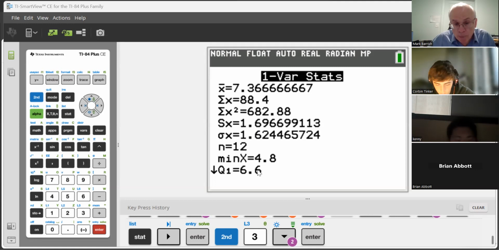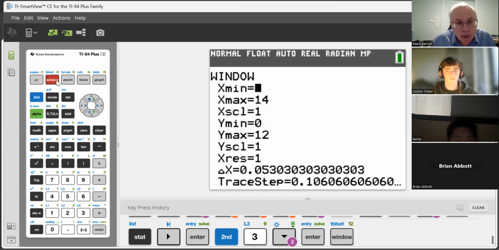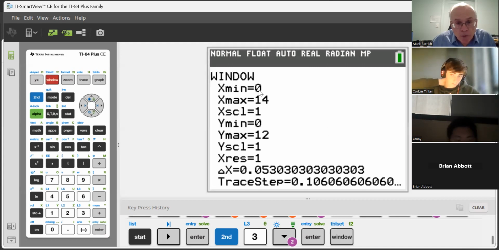Now, how about the shape of the distribution? So let's take a look at it. What I had to do in this case was make sure that the window for the calculator was set up properly. So I set up the window to go from 0 to 14. That would accommodate all possible values for the population, 1 through 13. And then I just set the X scale to 1. That means the distance between each notch on the graph is going to be 1. The Y I set from 0 to 12.